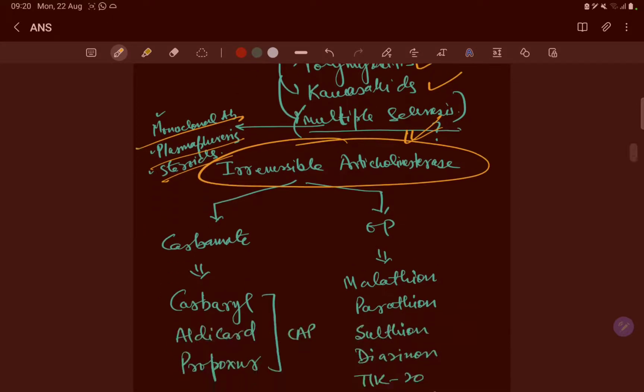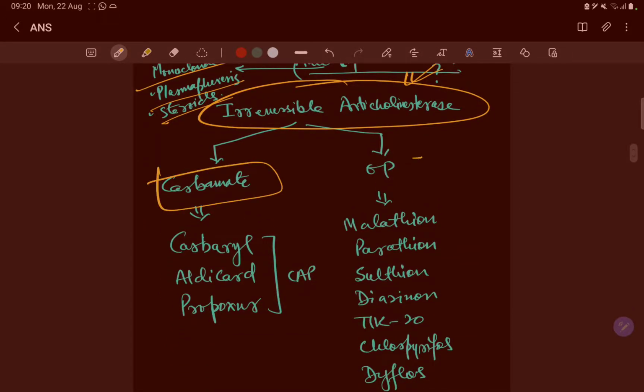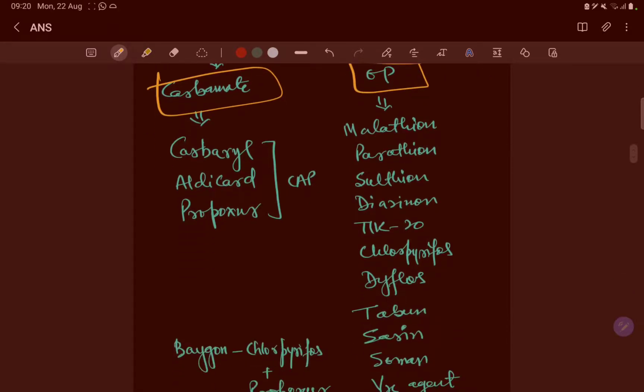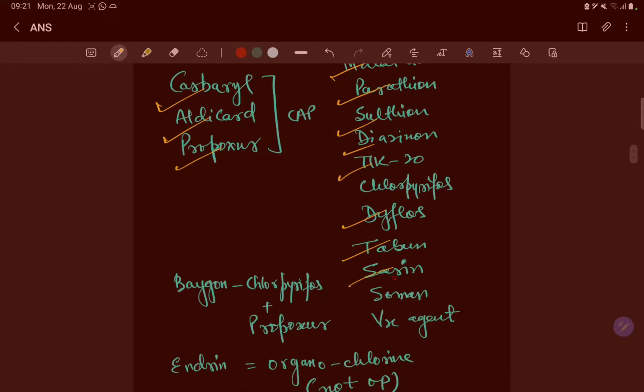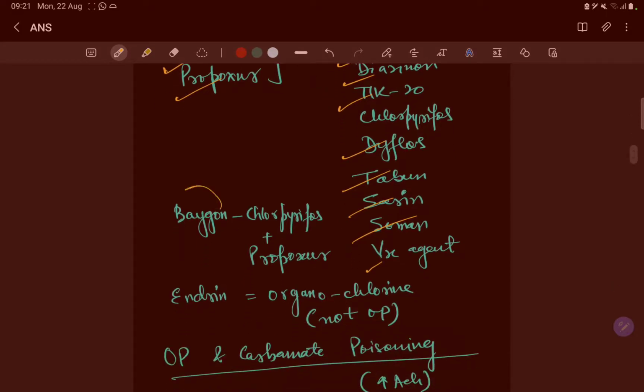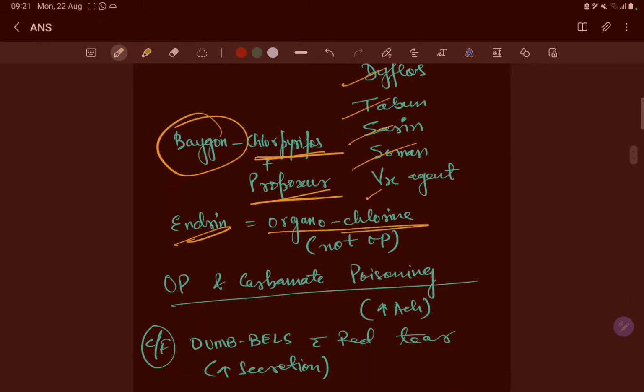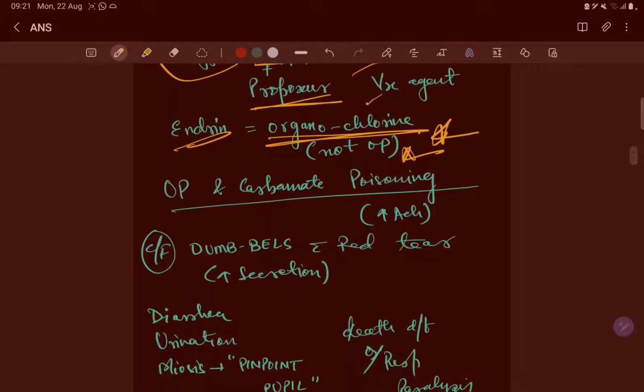Now, irreversible anticholinesterases: we have carbamates and organophosphates. In the carbamates, we have carbaryl, aldicarb, and propoxur. In the organophosphates, we have malathion, parathion, sulthion, diazinon, TEPP, dyflos, tabun, sarin, soman, and VX agent. In Baygon, we have chlorpyrifos and propoxur. In Endrin, we have an organochlorine. It is not an organophosphate, it is an organochlorine.